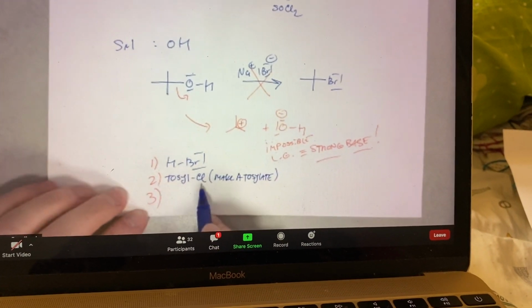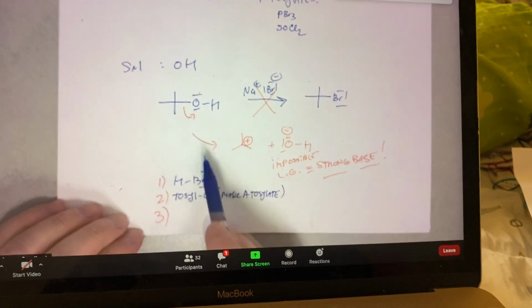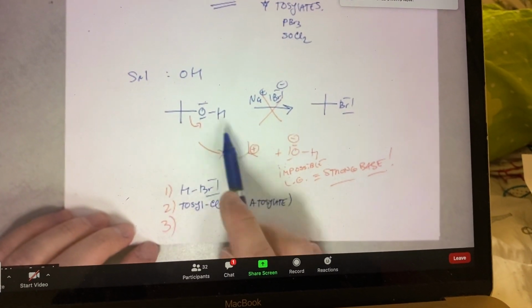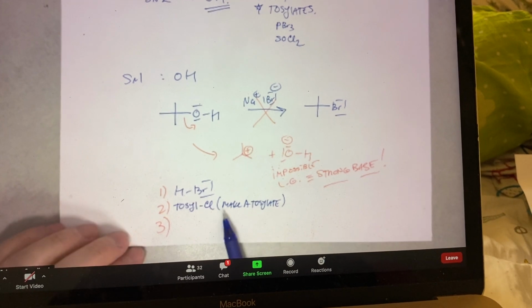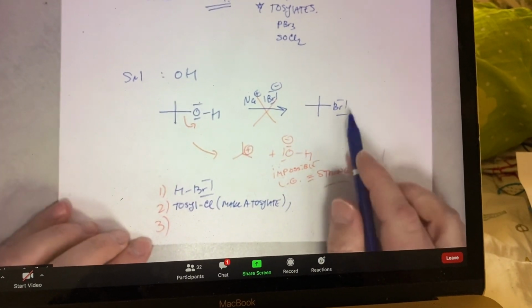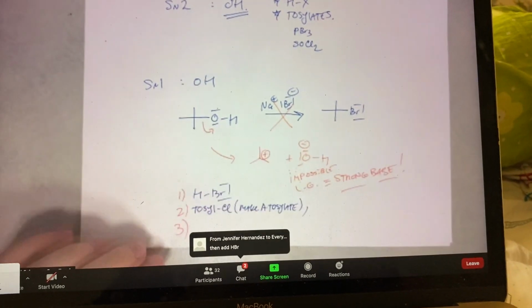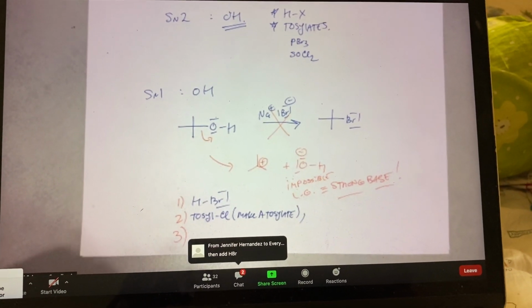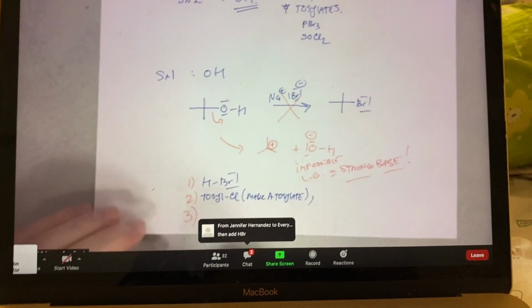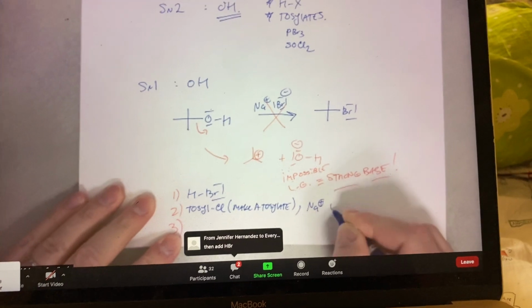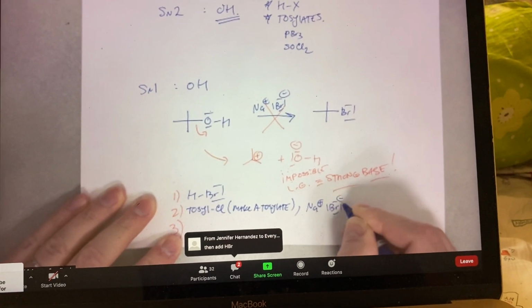Right? So we use this reagent, tosyl chloride. This attacks sulfur, chloride leaves. We get a tosylate here. Then what would we use as a second step to put bromide in? Now we have a good leaving group. HBr is close, Jennifer, but why not just use sodium bromide at this point?